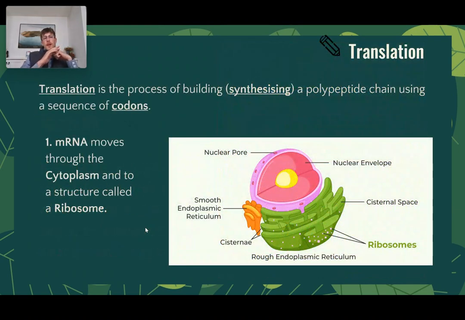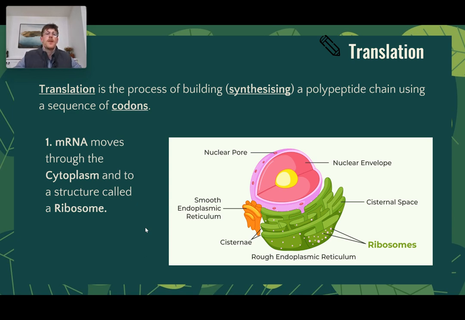All right. And if you could summarize it in one sentence, translation is the process of building a polypeptide chain using a sequence of codons, or useful information. When we talk about a polypeptide chain, we are talking about a chain that will eventually become a fully functional protein. But it's building multiple polypeptide chains to create what is called a protein.